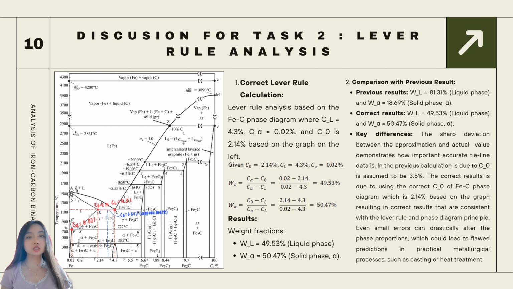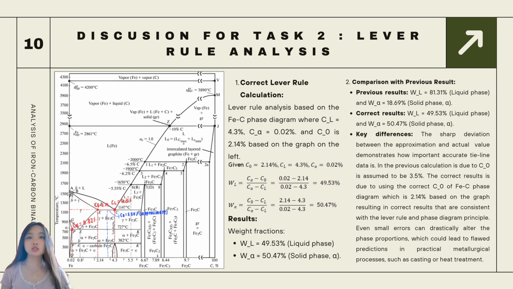Comparing the results, we see a significant difference between our initial and corrected calculations. The previous results suggested a liquid phase weight fraction of 81.31% compared to the corrected value of 49.53%. This stark contrast emphasizes how even small errors in input values can drastically alter phase proportions and lead to flawed predictions in metallurgical processes. Hence, the lever rule is an essential analytical tool in the field of material science, particularly for the iron-carbon binary system.